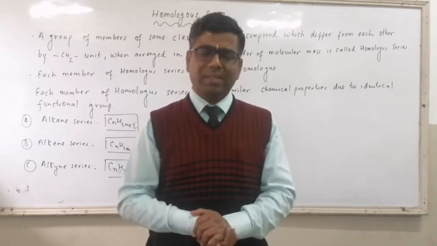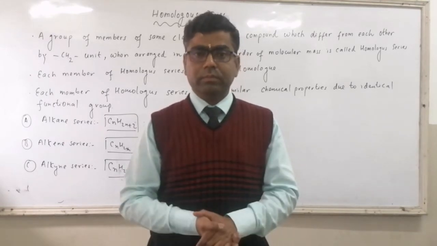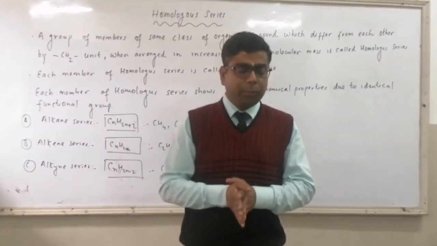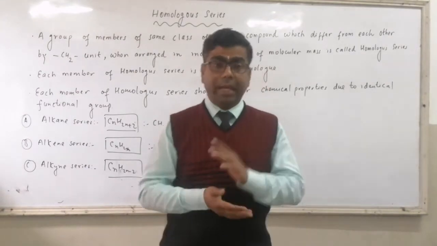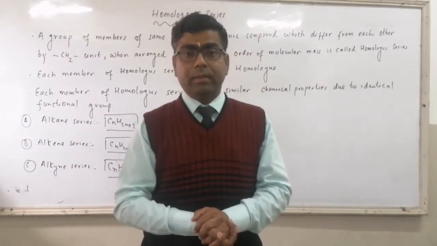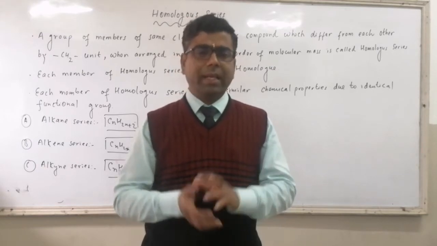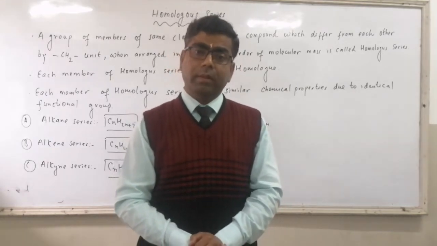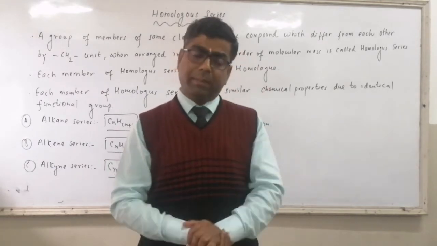Now, before we start homologous series, let me explain this topic with the help of an example. Suppose we talk about alkane. You know very well that alkane is a saturated hydrocarbon. Between carbon atoms we have a single bond. And alkane follows the general molecular formula CnH2n+2. The first or simplest member requires one carbon atom.